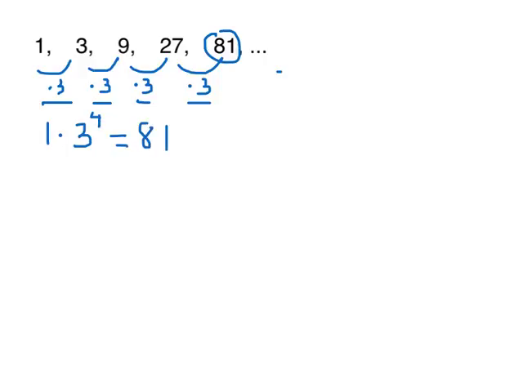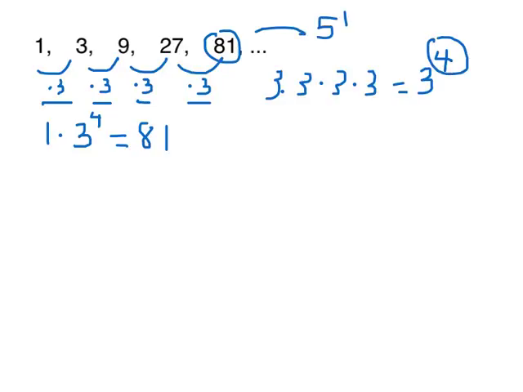The reason is 3 times 3 times 3 times 3 is the same thing as 3 raised to the exponent power 4. As you can see, we only had to raise it to the 4th power when we want to find the 5th term, because we already have the first term. So we only have to multiply it 4 times, which is raised to the 4th power, which is 1 less than the term that we want.